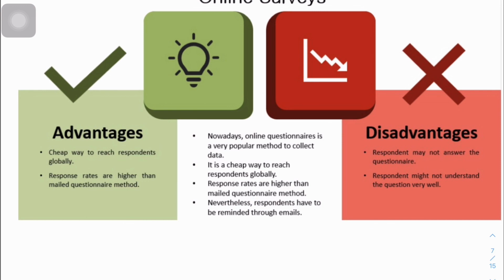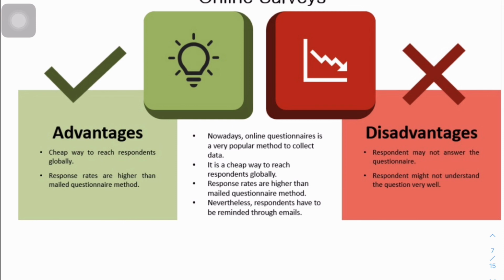Okay, what is disadvantages? Respondent may not answer the questionnaire. Ini biasalah kalau kita hantar questionnaire ke, hantar survey ke, kalau respondent tak nak, tak respon lah. So kita tak dapat lah jawapan yang kita nak. Respondent might not understand the question very well. So ini sama macam questionnaire tadi, sebab benda tu adalah written question, soalan-soalan yang bertulis. So sometimes dia tak faham apa yang kita nak tanya. So dia akan lead kepada respondent answer the question ikut sedap hati dia. So that one is disadvantages of online survey.